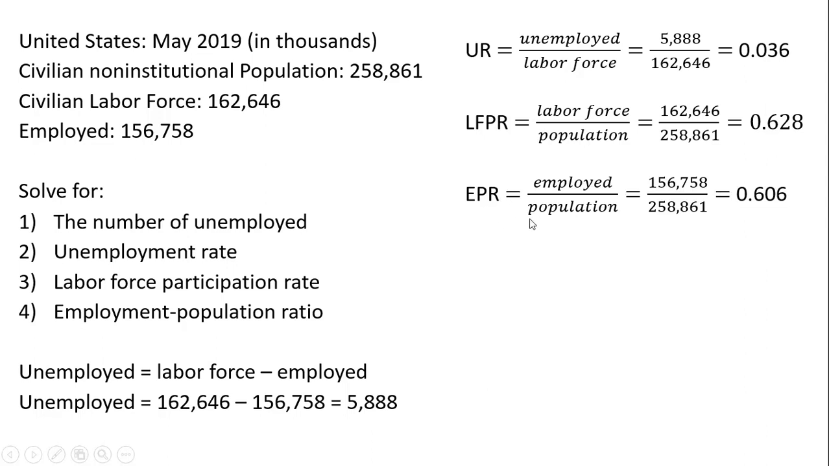And finally, the employment population ratio, which is the fraction of the working age civilian non-institutional population that is employed. It doesn't matter if it's full-time or part-time here. Just if you're working, you are considered employed here. So using our numbers over here from the left, we have an employment population ratio of almost 61%.